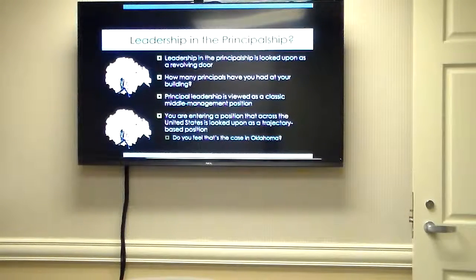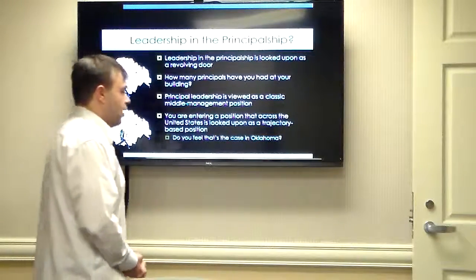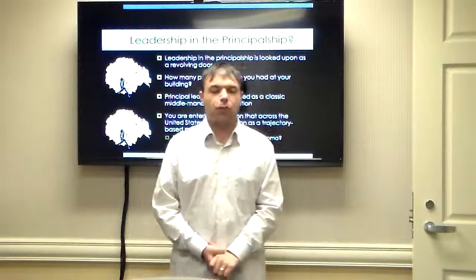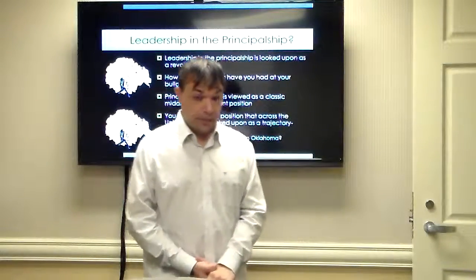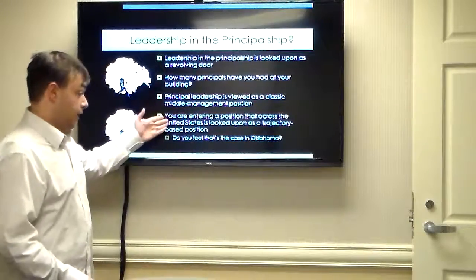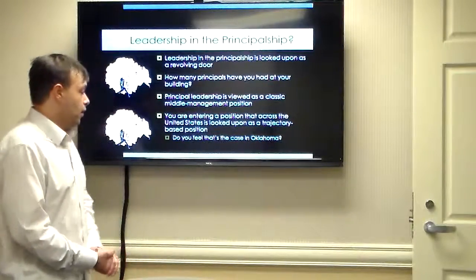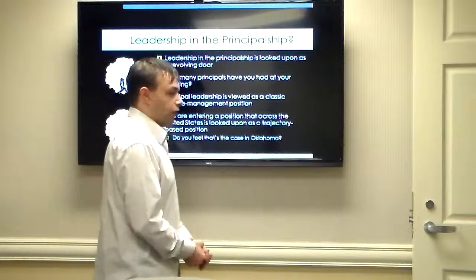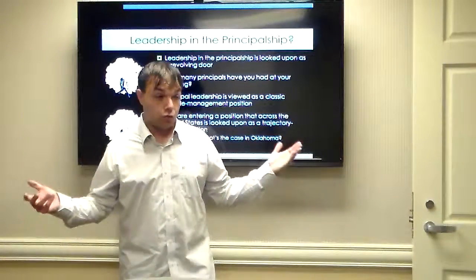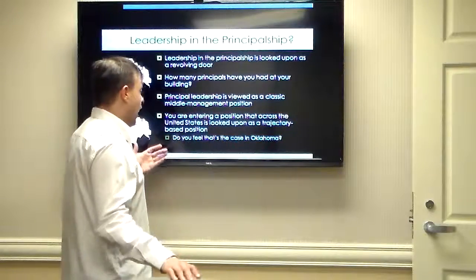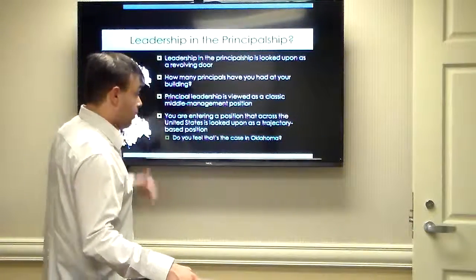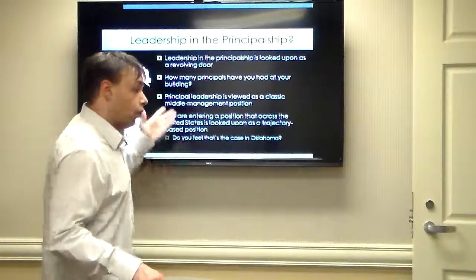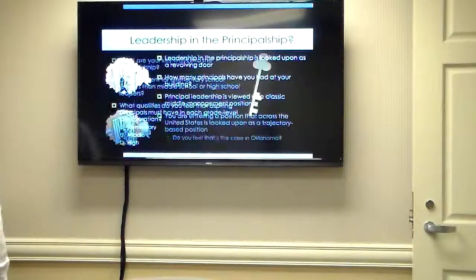So leadership in the principalship really is nothing more than a revolving door. Most of you have probably had multiple principals in your building. The average principal in the United States lasts about 4.6, 4.7 years as a building principal. They use it as a trajectory position across the United States. It's what it's looked upon as. And it is the case in Oklahoma. We have 500 plus school districts, so the principalship is a trajectory position. It is what it is. You're entering a position that's middle management, it's trajectory, and you can use it to go to different districts. So keep that in mind.